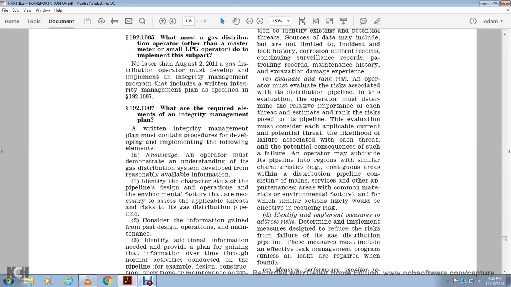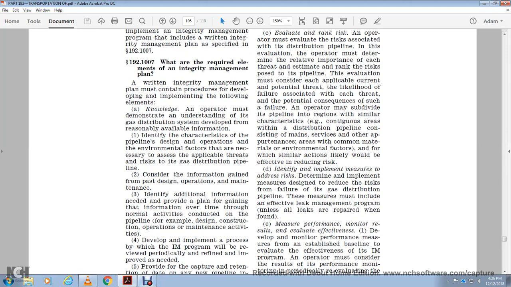192.1007: What are the required elements of an integrity management plan? A written integrity management plan must contain procedures for developing and implementing the following elements. Knowledge: an operator must demonstrate an understanding of its gas distribution system, developing and implementing a process by which it identifies reasonably available information about the character of the pipeline design and operations and environmental factors necessary to assess the applicable threats and risks to its gas distribution pipeline. Consider the information gained from past design, operations, and maintenance to identify additional information needed, and provide a plan for gaining that information over time through normal activities conducted on the pipeline, for example design, construction, operation, and maintenance activities.